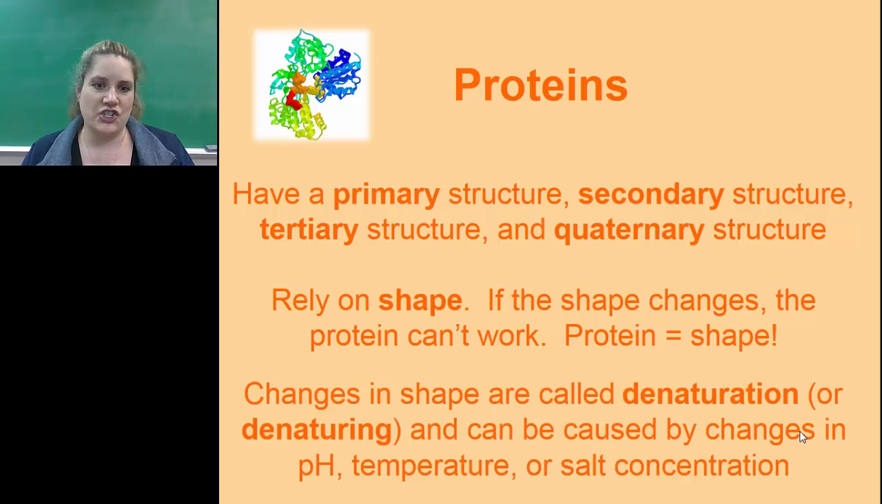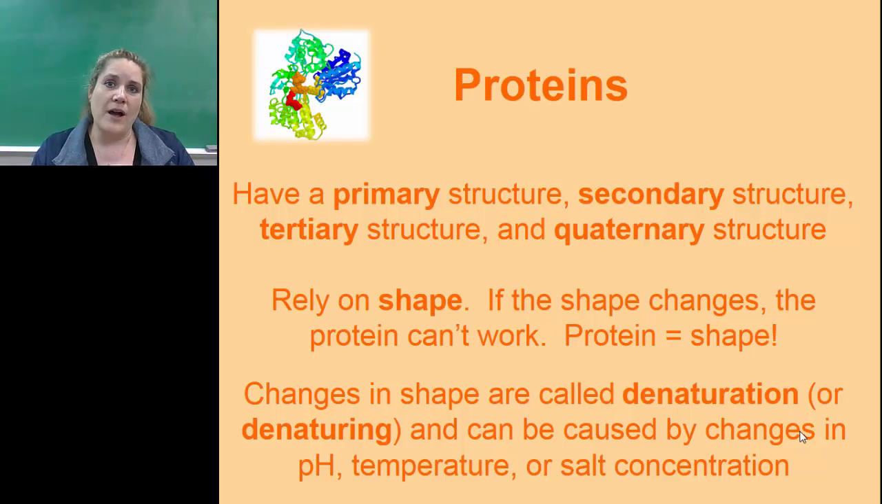If you change that shape, that's called denaturing or denaturation. There are three ways you can change the shape of a protein. One of them is that you can change the pH of its environment. You change the pH of the solution it's in, you're going to change the shape. Another way is temperature. Some proteins do really well in high temperatures, so if you make them cold, they're going to denature. They're going to change shape. They're going to be bad.